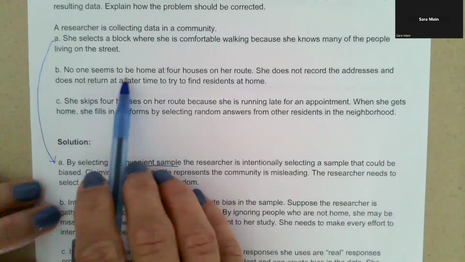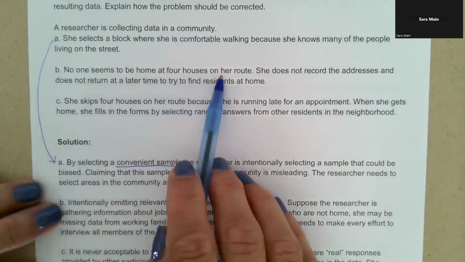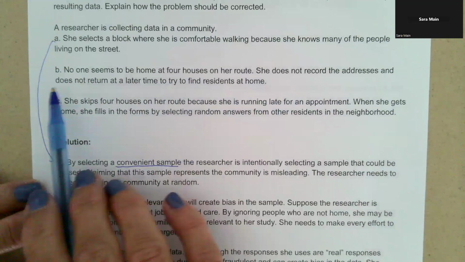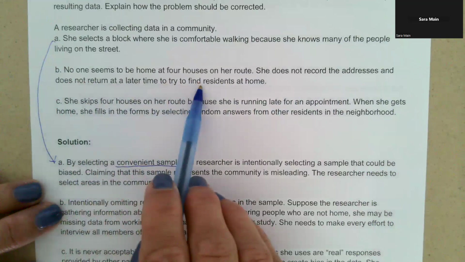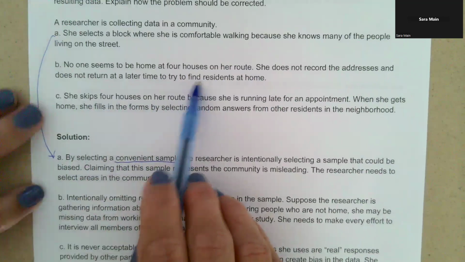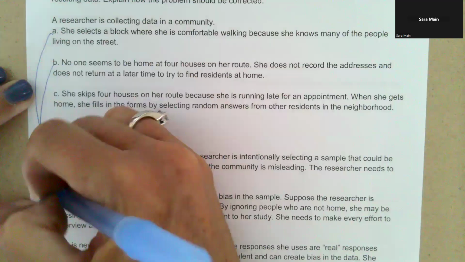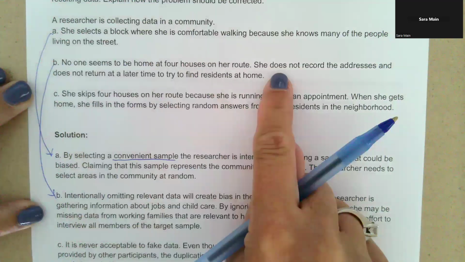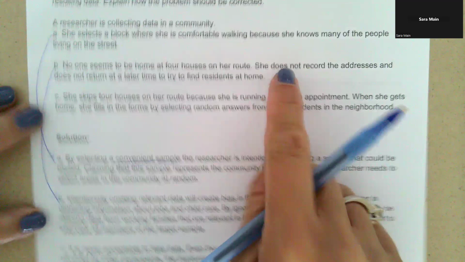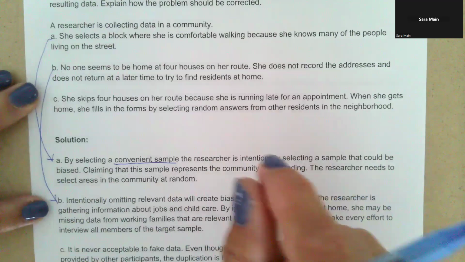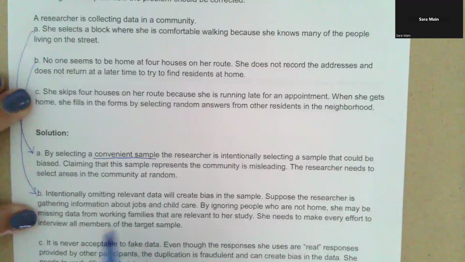Let's look at B. B says, no one seems to be home at 4 houses on her route. She does not record the addresses and does not return at a later time to try to find residents at home. This is not good because she is omitting people just because they weren't home. And so she's not really capturing everyone that she should be in her sample.